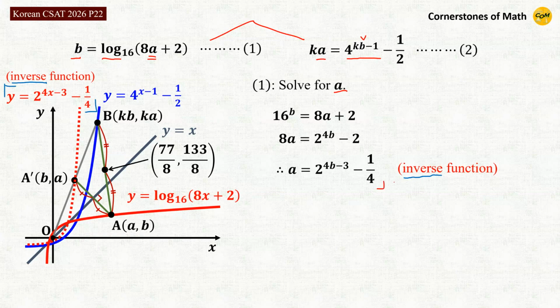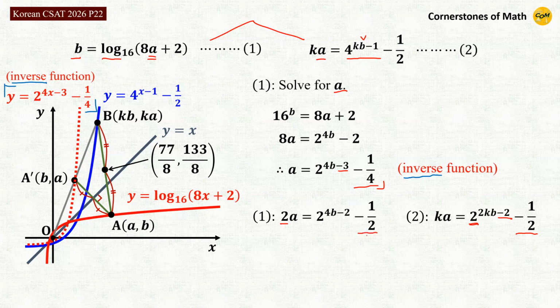In order to compare this to equation 2, let us change the base into 2, which gives ka equals 2 to the power of 2kb minus 2 minus 1/2. We have minus 1/2 in the constant term and minus 2 in the exponent, while in the first equation, we have minus 1 over 4 in the constant term and minus 3 in the exponent. Therefore, if we multiply this by 2, then the first equation can be written in the same form as the second equation, with minus 1/2 in the constant term and minus 2 in the exponent.